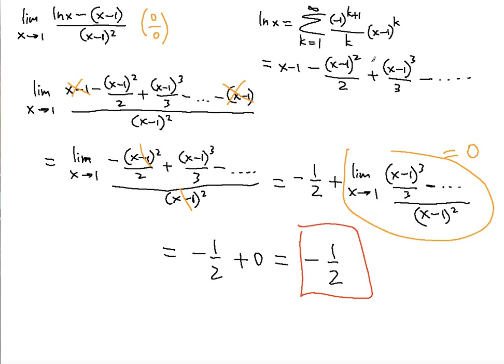And by the way, I forgot to tell you that this series is true for x values from 0 to 2. The series converges to ln x exactly between 0 and 2 included. This is very important that you realize. And the same thing for this expansion, of course.